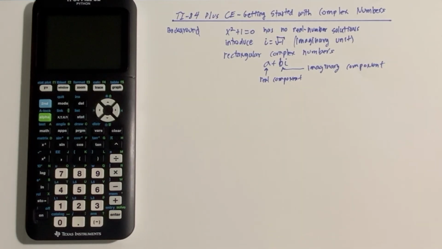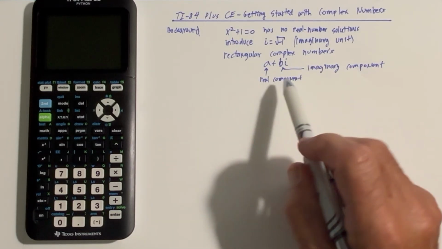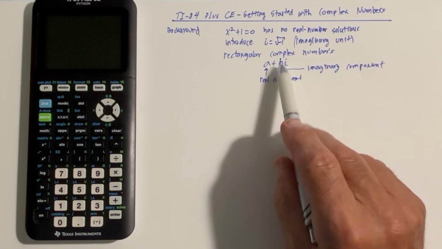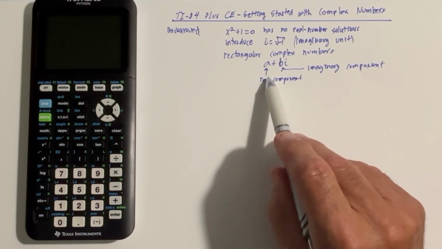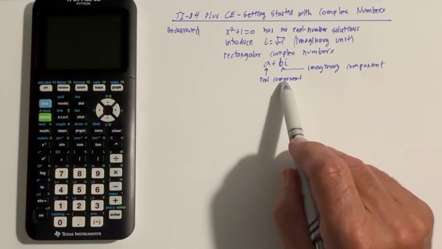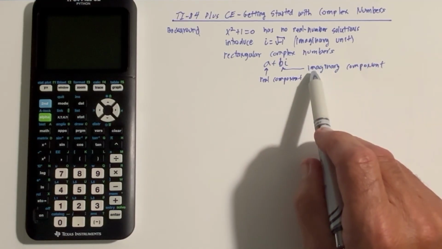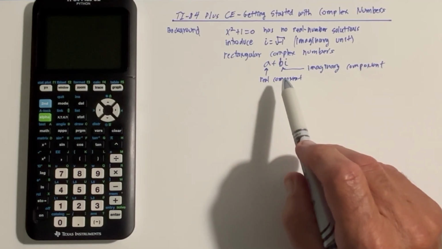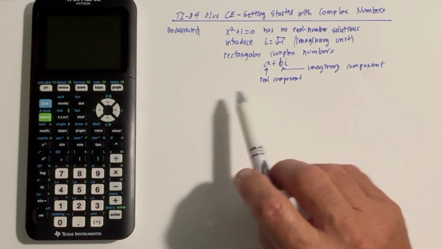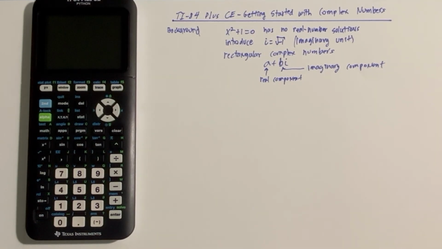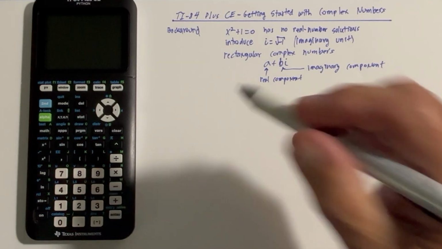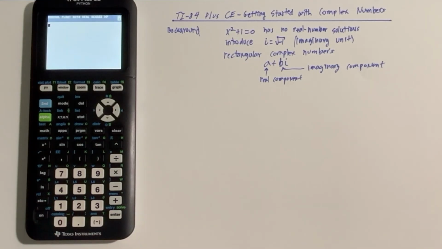And we can write these imaginary numbers in the form a plus bi, where a is the real component and b is the imaginary component. And I've got videos on complex numbers to give you a little more detail. This is just a quick summary, just to make sure we're all on the same page here. So first thing I want to do is let's turn on our calculator.